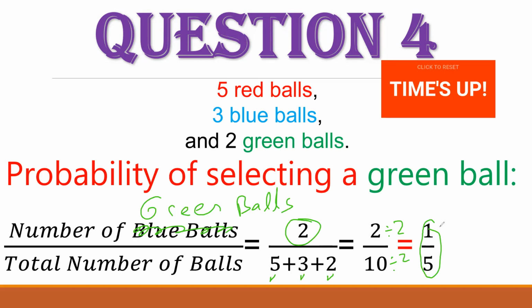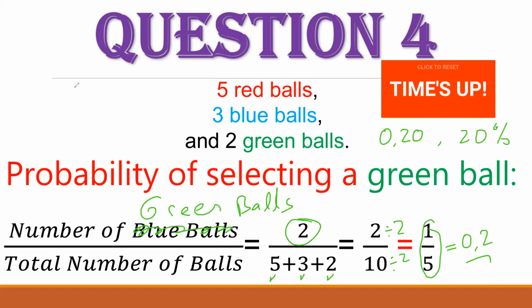If your answer is 1 over 5, it is correct. Or you can write it as a decimal, 0.2, also correct. If you say 0.2, you can get 10 marks. Or you can show it as a percentage. How can I show it as a percentage? If I write 0.2, I just add a 0 here. This is my percentage, 20%.